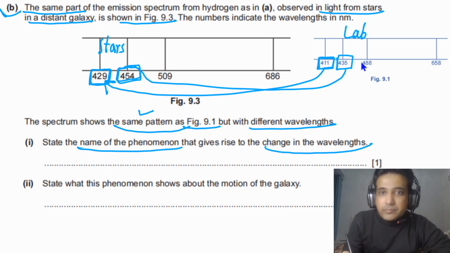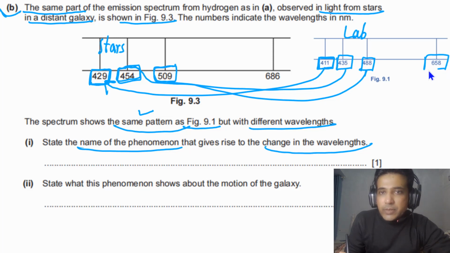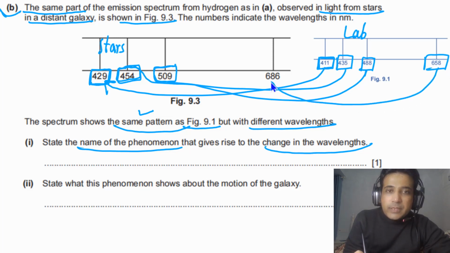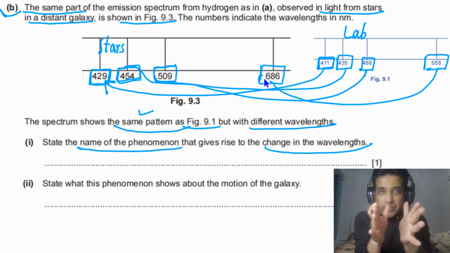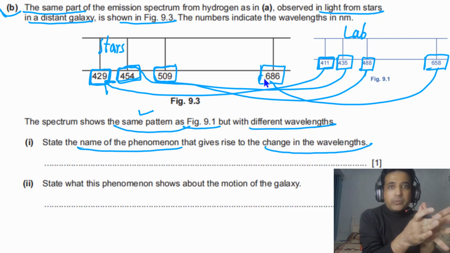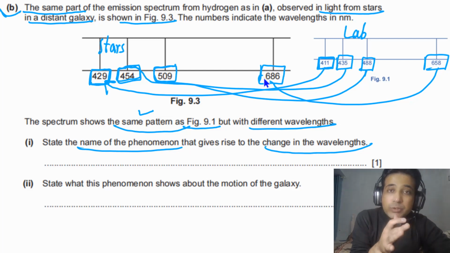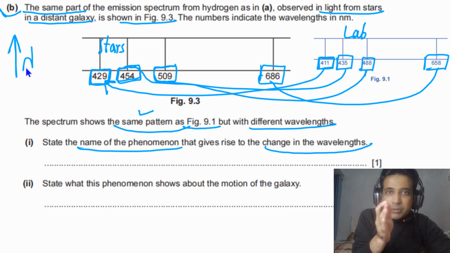And if we compare the next wavelength, we have 488 and here we have 509. If we go to the last one, this one has 686. So the pattern of all the lines is the same, but all the lines have been shifted by the same amount. They have been shifted towards the red end of the spectrum because the lambda in this case has been increased.